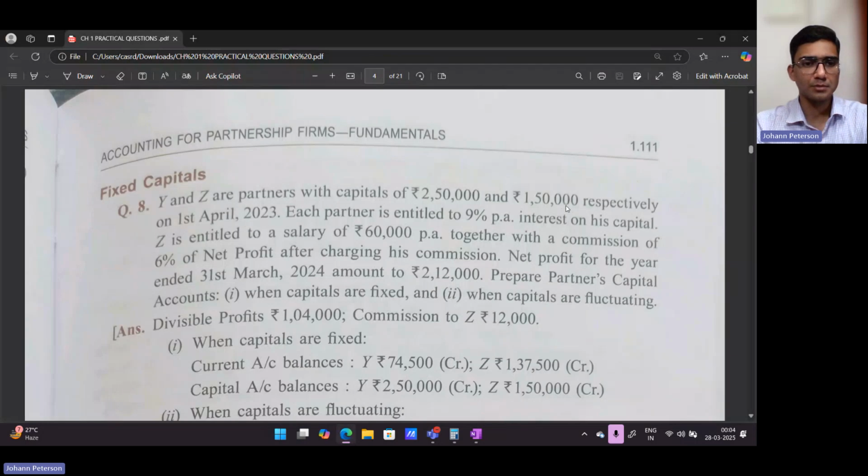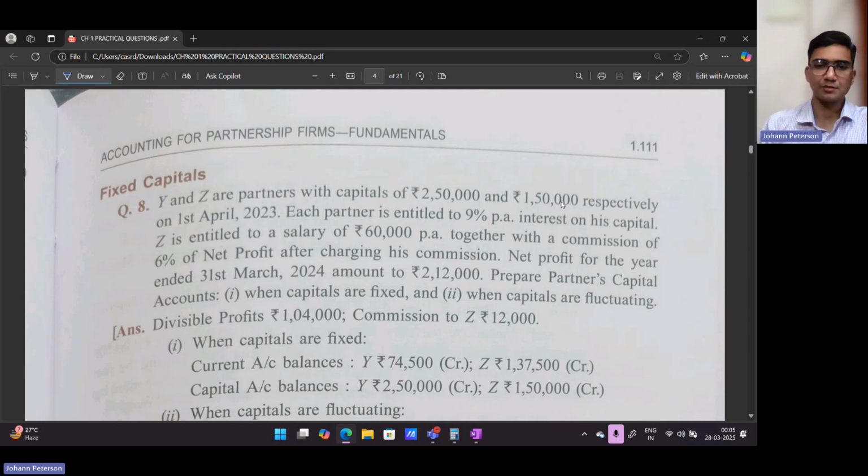So, let's look at question number 8. It says, Y and Z are partners with capitals of 2,50,000 and 1,50,000 respectively on 1st April 23. Each partner is entitled to 9% per annum interest on his capital. Z is entitled to a salary of 60,000 per annum, together with a commission of 6% of the net profits after charging his commission. Net profits for the year ended 31st March 24 amounted to 2,12,000. Prepare partners' capital accounts when the capitals are fixed and also when it is fluctuating.